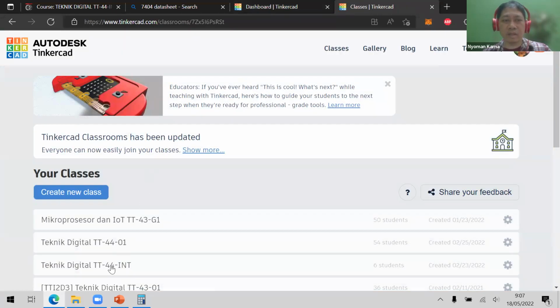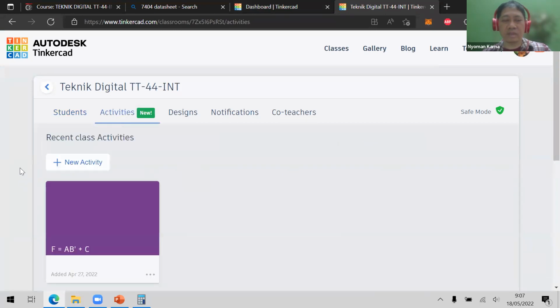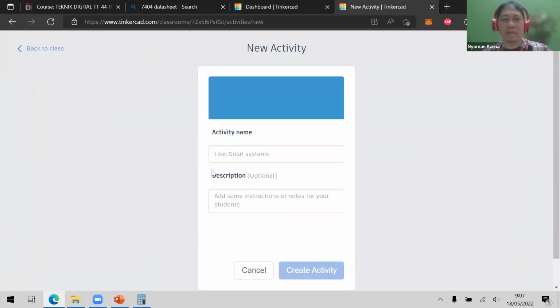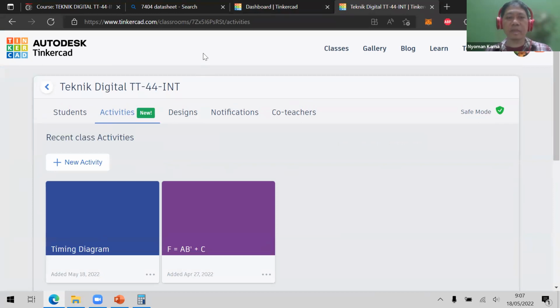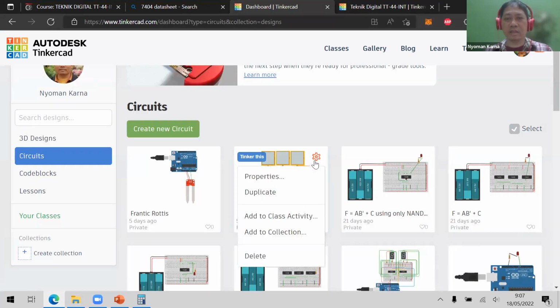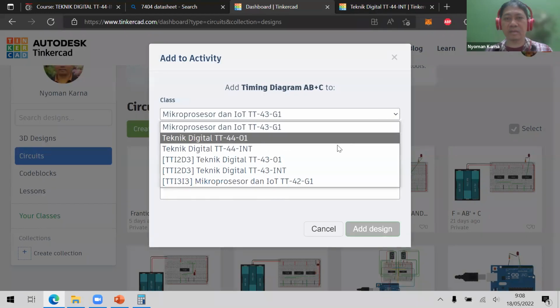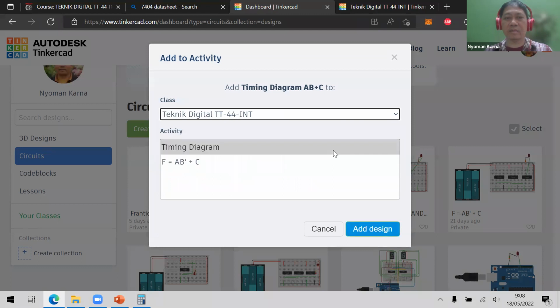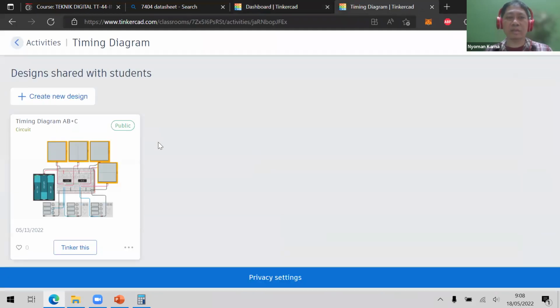Let's open our class. This is our class, and it's the activity. Okay, new activities. Let's say this one is timing diagram. Okay, so I'm going to add this to the class activity, the timing diagram. Okay, done. Then I'm going to open this one.